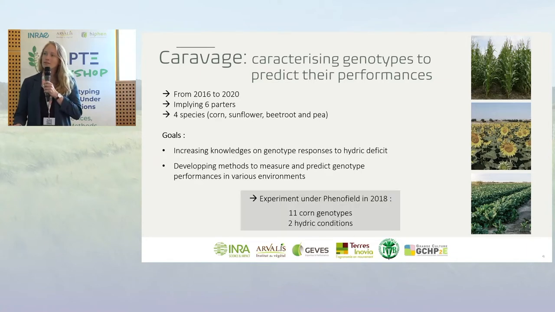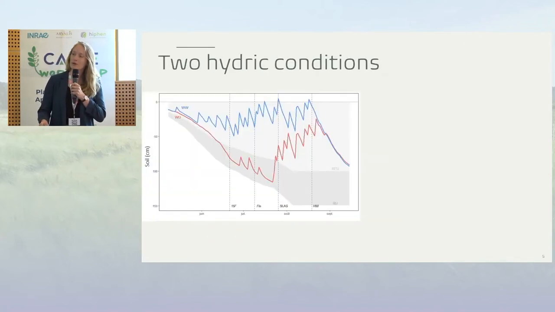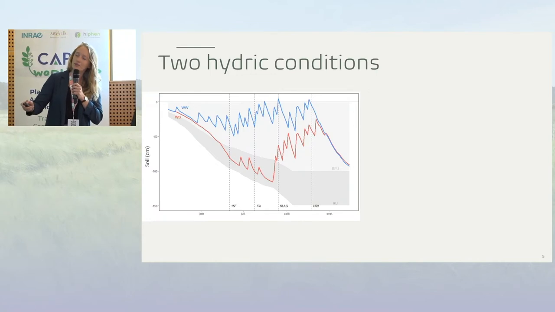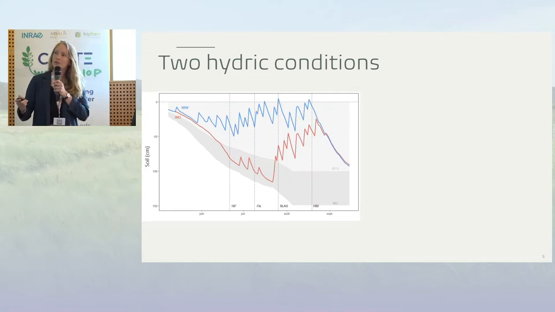So on maize, in this project, we worked on PhenoField in 2018, carrying 11 corn genotypes in two hydric conditions. The two hydric conditions were these. You can see here the relative soil water content, and here the time from sowing to harvest. The well-watered one was irrigated to maintain the relative soil water content without deficit, while the deficit one wasn't irrigated until, in French we call it "slag", but I think it's really typically French.